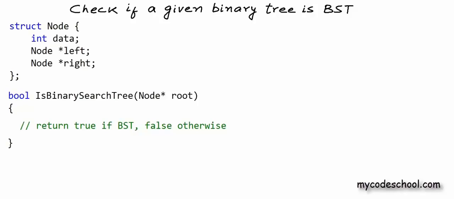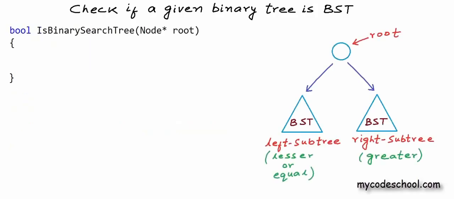There are multiple approaches, and we are going to talk about all of them. The first approach that I'm going to talk about is easy to think of, but it's not so efficient. But let's discuss it anyway. We are saying that for a binary tree to be called binary search tree, it should have a recursive structure like this. For the root node, all the elements in left subtree must be lesser or equal, and all the elements in right subtree must be greater, and left and right subtrees should themselves also be binary search trees.